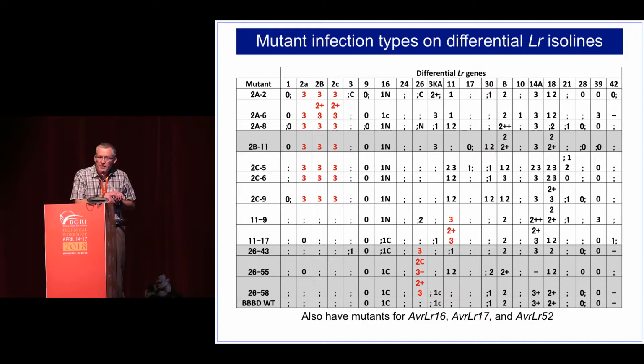What this is showing is that BBBD, which is the most avirulent race that we have available, is down at the bottom as the BBBD wild type. You can see that all across this, it's high except on 14A. BBBD is also high on Lr20 and Lr50. Highlighted here are my mutants for 2A, 2B, and 2C. I'm also showing my mutants, 2 of them from AVR Lr11, and then 3 for Lr26. So this seems to be a very good method for getting very clean mutants.